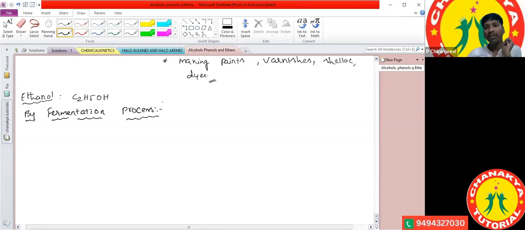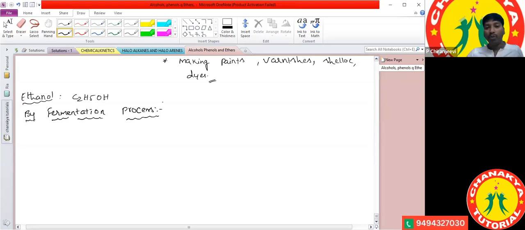What does the fermentation process mean? It is the decomposition of complex compounds into simple molecular compounds in the presence of enzymes. Enzymes act as biocatalysts. Enzymes are released by the microorganisms which we add to the solution. These enzymes act as catalysts, and they convert high molecular mass substances, that is complex compounds, into simple molecular mass compounds. That process is called the fermentation process.